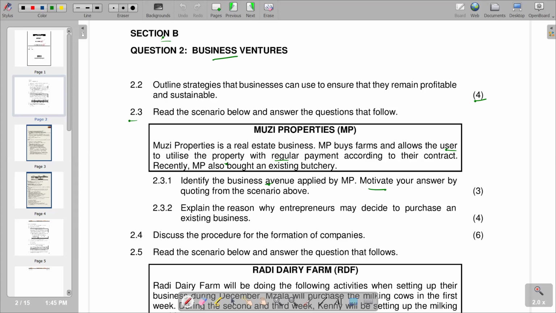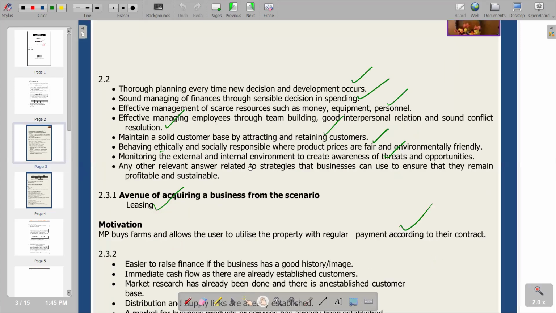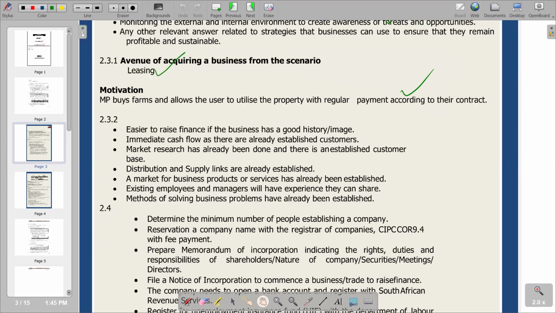So we go to the other section to see what advantages we have from buying an existing business. We come here, and you see that we have them listed. The first one says it's easier to raise finance if the business has a good history or image. So if the image set by the previous business is good, it's an advantage to us. Then there is immediate cash flow, as they are already established and there is an established customer base. Exactly as we're explaining, distribution and supply links are already established.